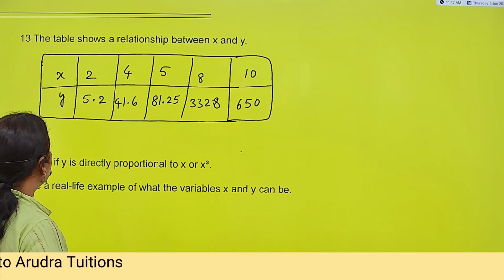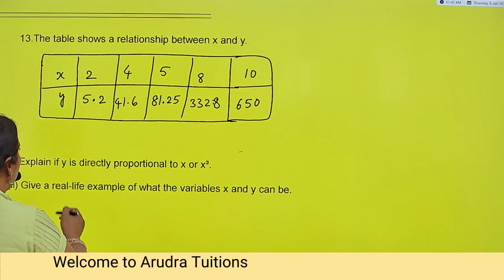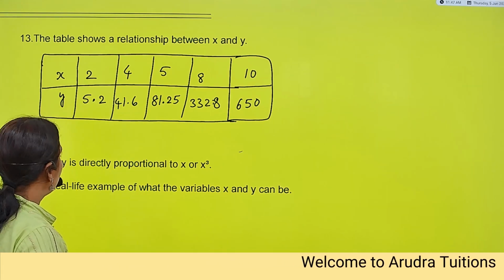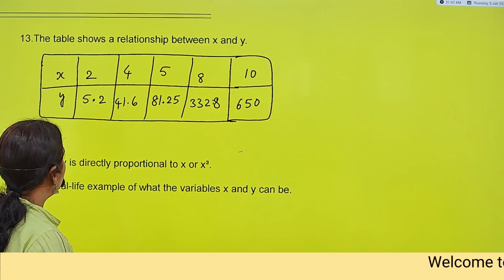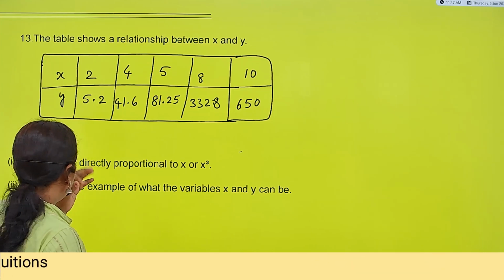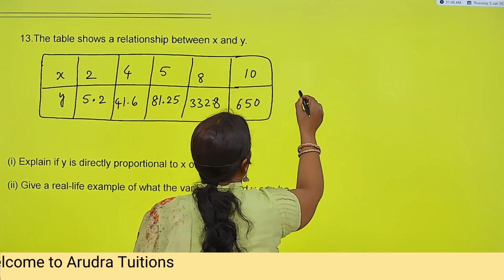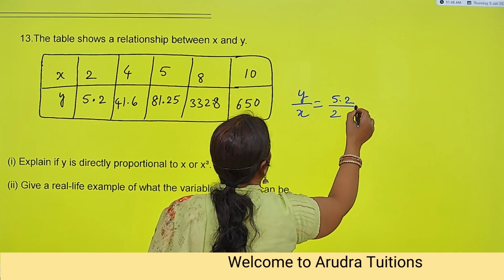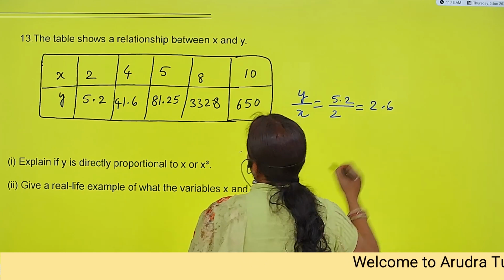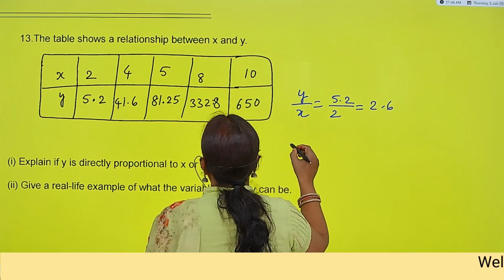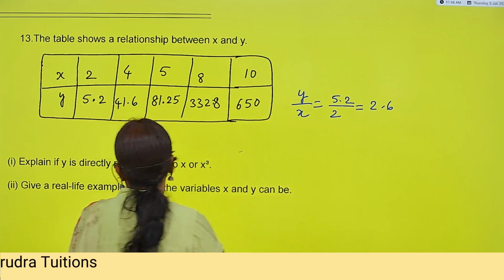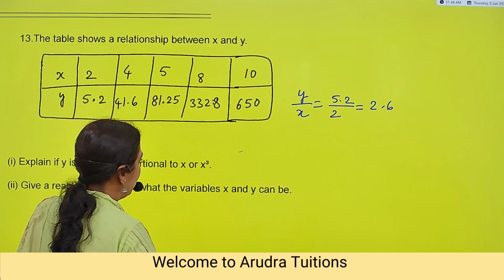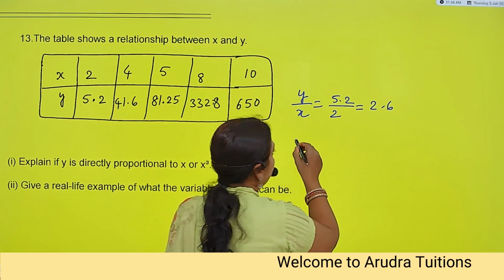The table shows the relation between x and y. Explain if y is directly proportional to x or x cube. Next, here we take y over x equal to 5.2 over 2. It is equal to 2.6. Let's give a real life example of what the variables x and y can be.